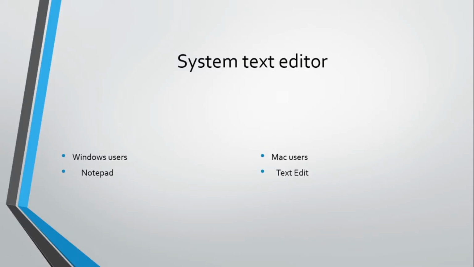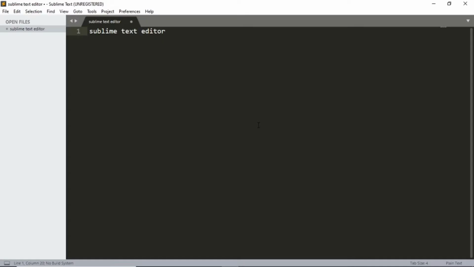Now, if you are using Windows and do not want to download any additional text editor, then you can simply search for Notepad in your search bar. And if you are using Mac, you may go for TextEdit. Alright, after setting everything up, let's hop over to our text editor and write our first HTML code.